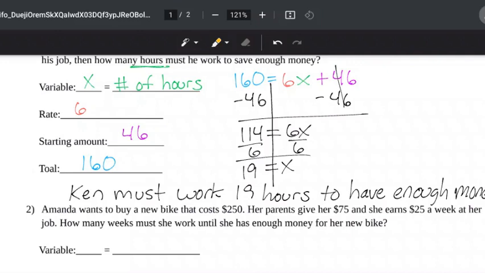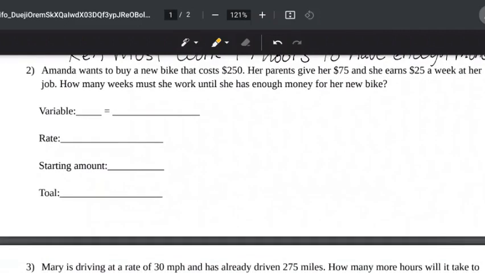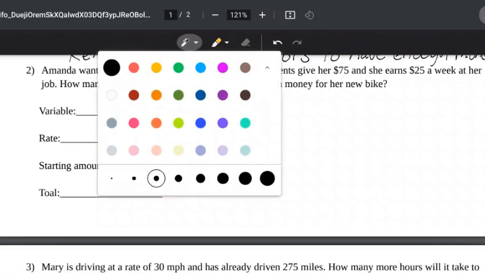All right, let's go ahead and take a look at number 2. Amanda wants to buy a new bike that costs $250. Her parents give her $75 and she earns $25 a week at her job. How many weeks must she work until she has enough money for her new bike? $25 a week. That is not a high rate, but it is a rate for us to use. But let's go ahead and let's go in order.